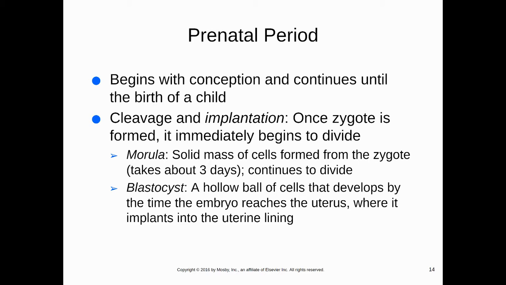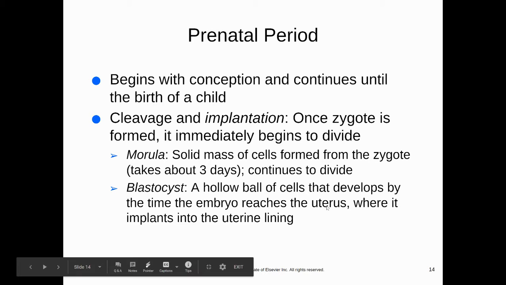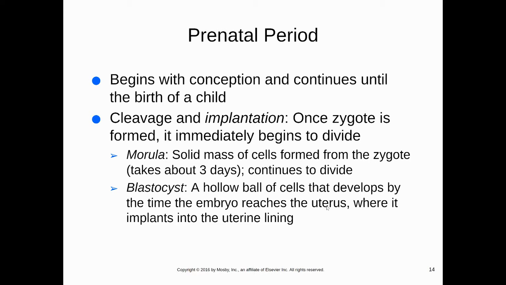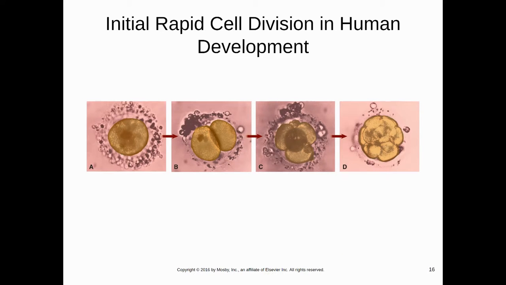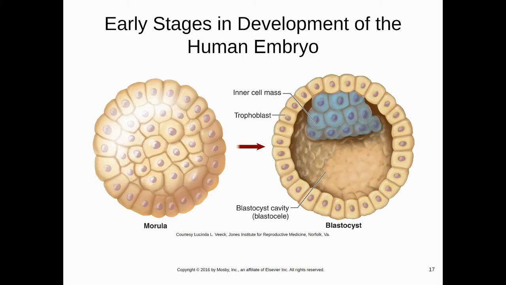So once it is fertilized, it's going to implant into the wall of the uterus. It doesn't necessarily happen right away, but once the zygote is formed, it immediately begins to divide. And so essentially it becomes a blastocyte, which is a hollow ball of cells that develops by the time the embryo reaches the uterus. And then that allows it to implant properly into the uterine lining. Okay, so this is just showing you how that works. Okay, and this is the early rapid cell division. Again, those are just the early stages that you can see of an embryo.